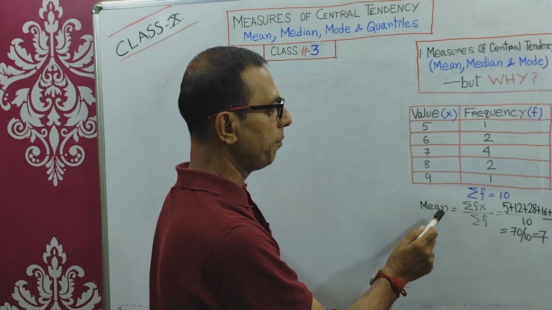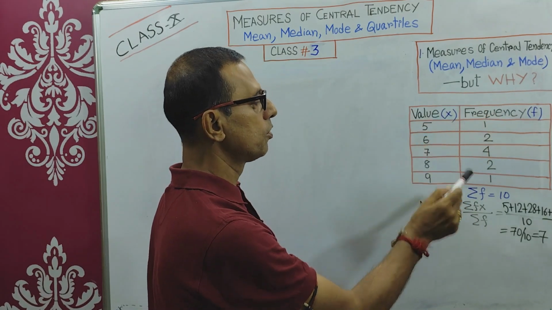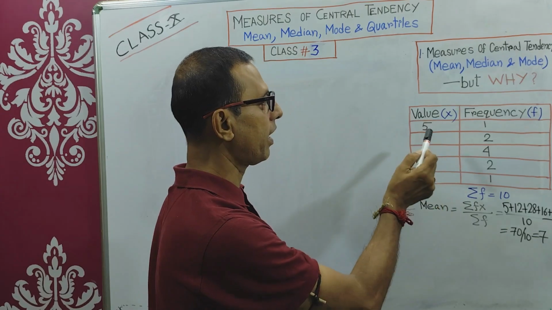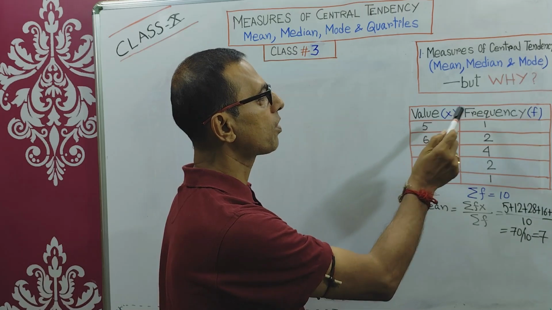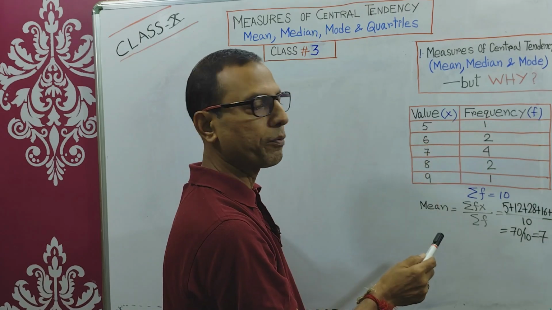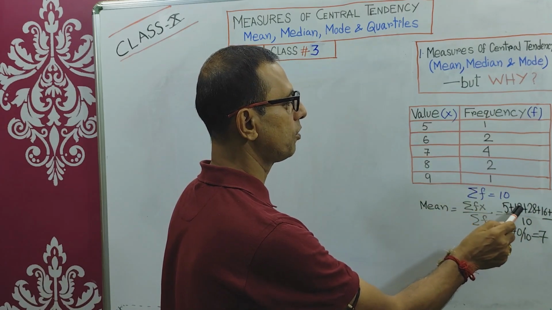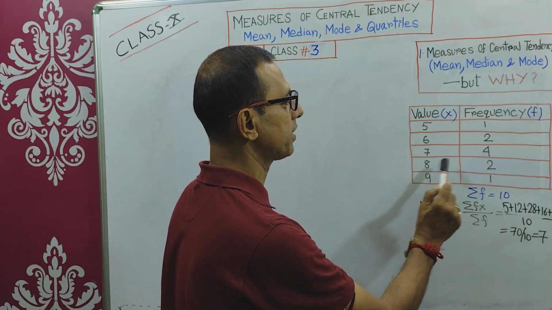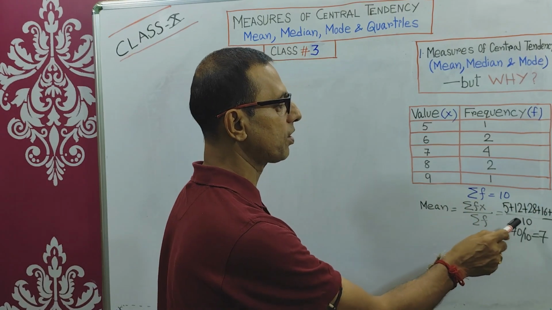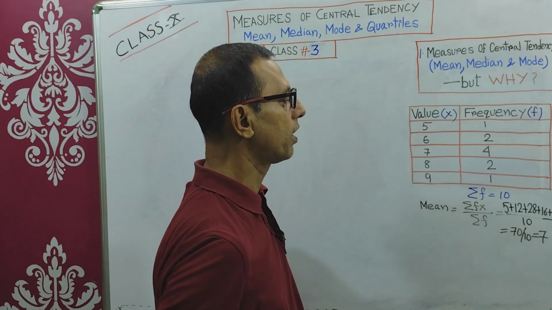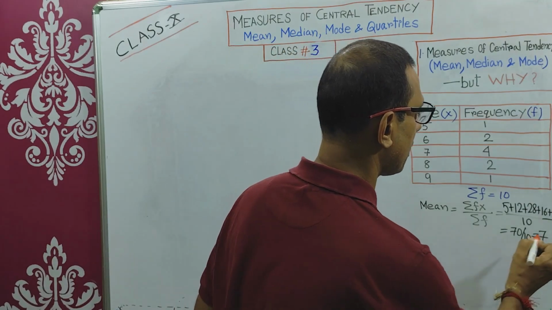What is the formula of mean? Mean is the summation of fx divided by the summation of f, where f is the frequency and x is the observation. I assume you know this already, but still I am saying, you need to multiply each observation with its respective frequency and sum up all the numbers. That is what I am doing. 5 into 1, 5, plus 6 into 2, 12, plus 7 into 4, 28, plus 8 into 2, 16, plus 9 into 1, 9, divided by the total number of observations, that is the total frequency, 10. So the mean comes to 7. So 7 is the mean for this given data set.